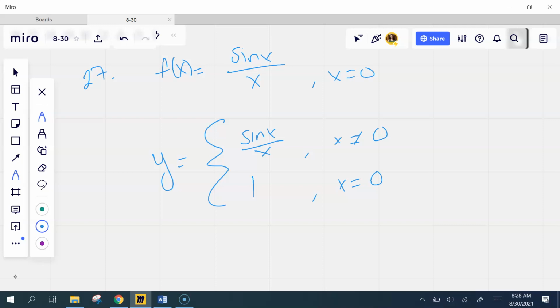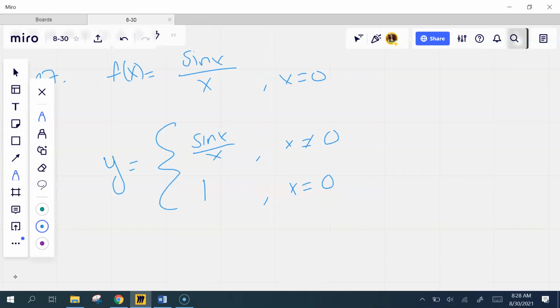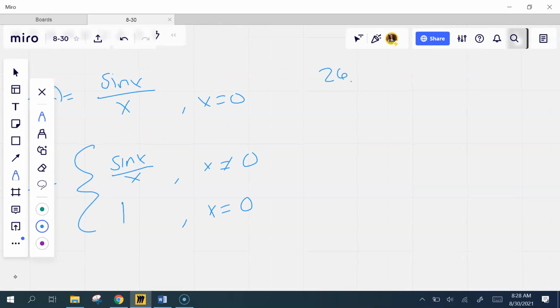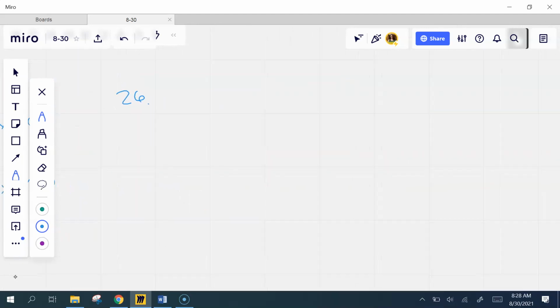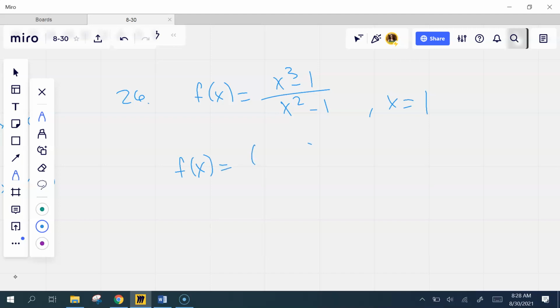Which other one did y'all say from your homework? 26. Write it for an extended function so that the function is continuous at x equals 1. So I'm going to factor. Are y'all hung up on the... Oh, okay. Look, little parenthesis, big parenthesis.